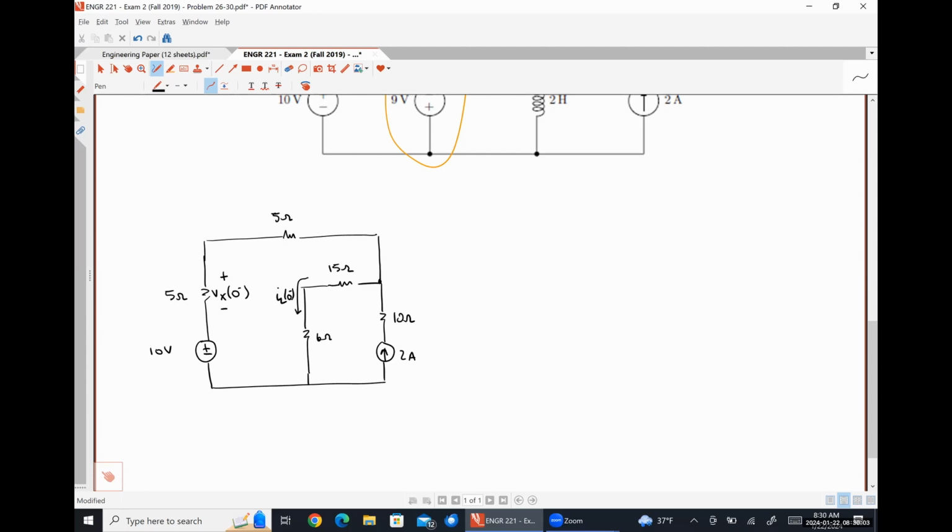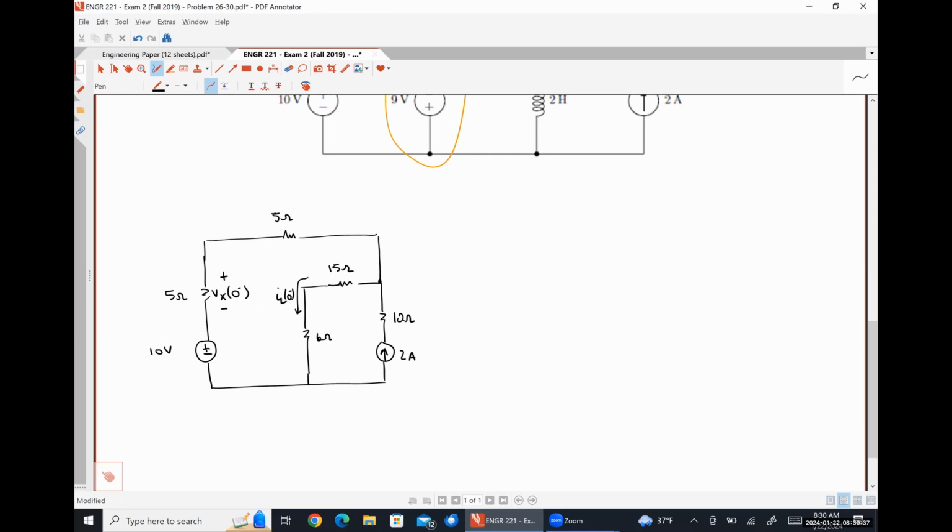Brennan, you have any thoughts? So we can't use current division as things presently are because there's that voltage source that's messing things up, right? If the voltage source weren't there, we could definitely use current division to find the current flowing through the branch containing the 15 ohm resistor in series with the 6 ohm resistor, as well as the branch containing the two 5 ohm resistors in series.